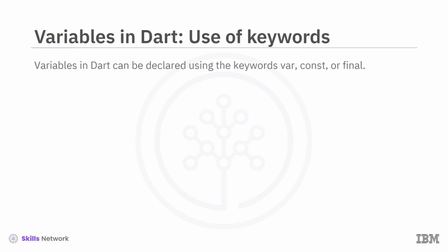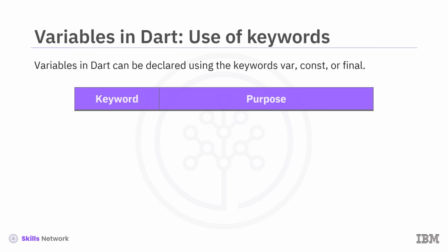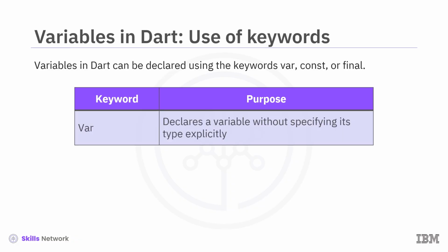In Dart, you can declare variables using keywords var, const, or final. Each keyword serves a purpose. Var declares a variable without specifying its type explicitly. The type of variable is inferred based on the assigned value. You can reassign a variable to another value of the same kind.